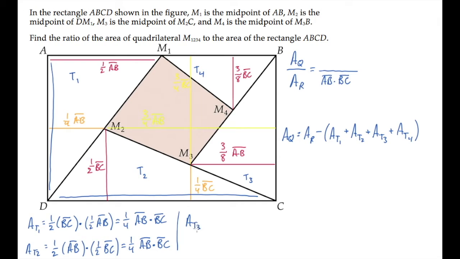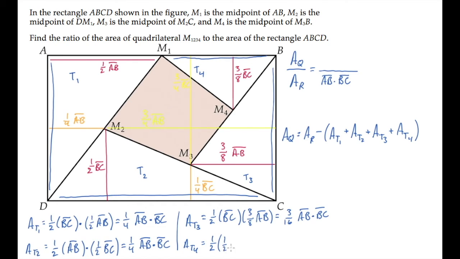For triangle 3, we have an area of 1/2 its base, the length BC, times its height, again shown in red, that's 3/8 AB. And that works out to 3/16 the area of the whole rectangle. And finally we have triangle 4, with an area of 1/2 its base, half of AB, times its height, shown in red, 3/8 BC. So that works out to 3/32 the area of the whole rectangle.